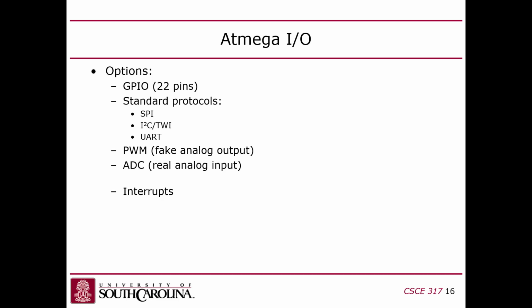It also has hardware support for pulse width modulation, which is kind of like a fake analog output where you still have a binary output, but a periodic binary output where the duty cycle, or the percentage of time it spends at VDD as compared to ground, can vary to simulate an analog signal between 0 and 5 volts.